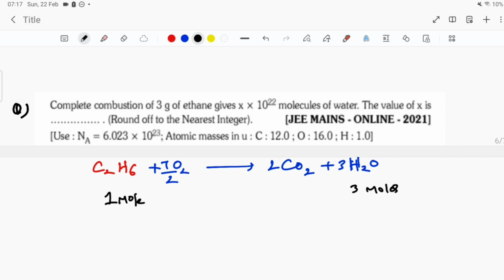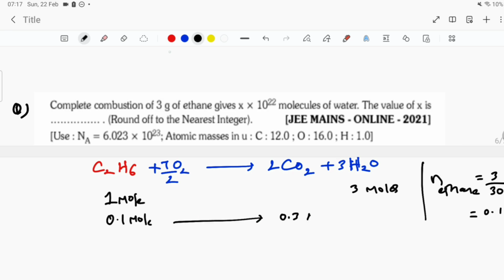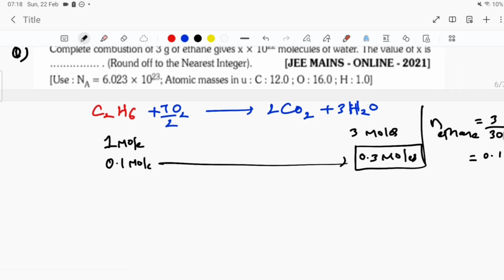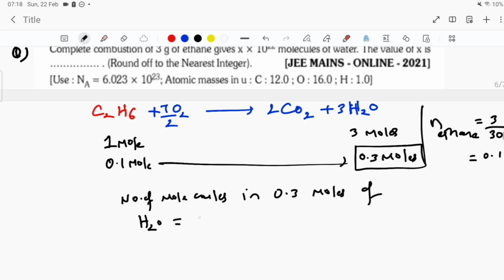So what they mentioned here is 3 grams of ethane. First convert into moles. Number of moles of ethane is equal to 3 by molecular weight of ethane, which is 24 plus 30, so it is 0.1 mole. So 0.1 mole of ethane will give 0.3 moles of water. If it is 0.3 moles of water, we need to see how many molecules are present in it.